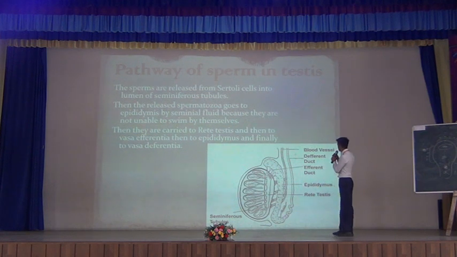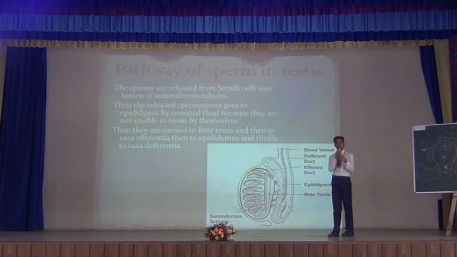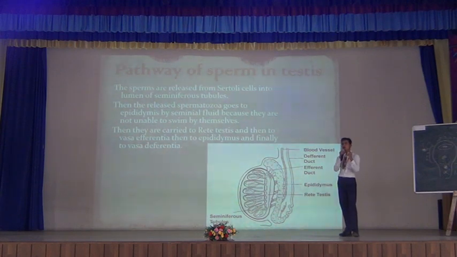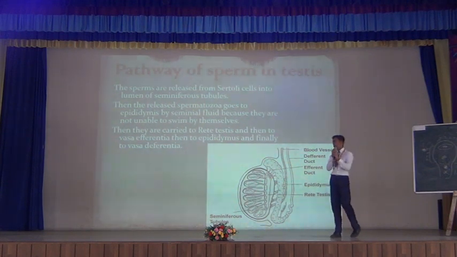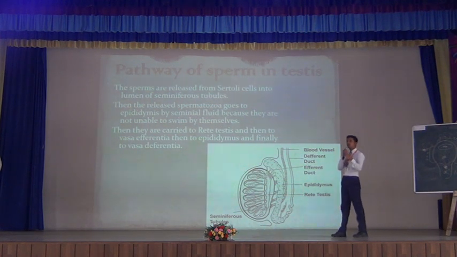Then it travels to the rete testis. Then from the rete testis it goes to the vasa efferentia. Then afterward it goes to the vasa deferentia. Epididymis is also divided into three parts: cauda, corpus, and caput. Then it goes to the seminiferous tubules and then finally is ejected through the urethra.